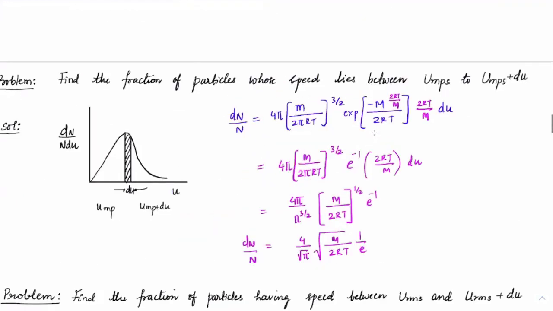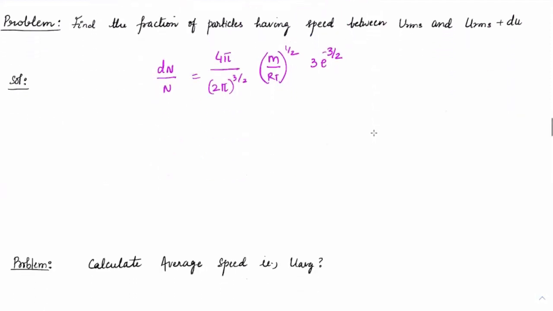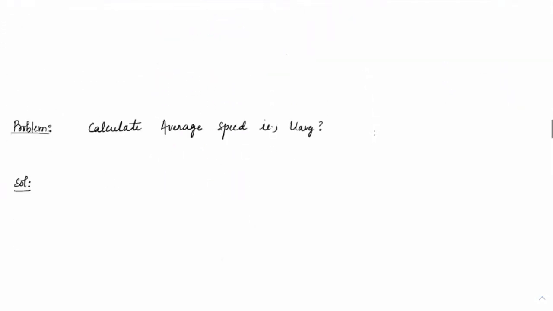Just introduce this: instead of 2RT by m and 2RT by m here, write down 3RT by m. You should be able to get it. Okay, so I'll show you how this year's question was, and usually how the tricky questions will be asked from here.